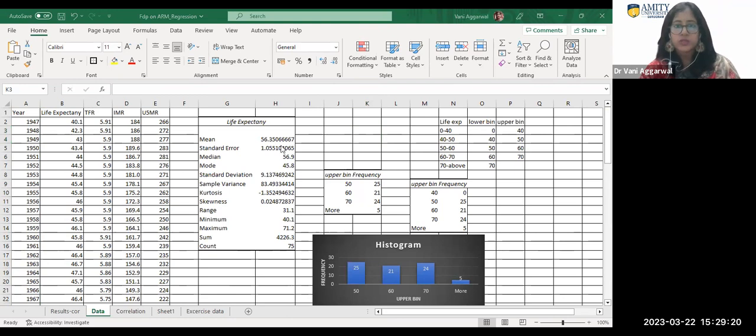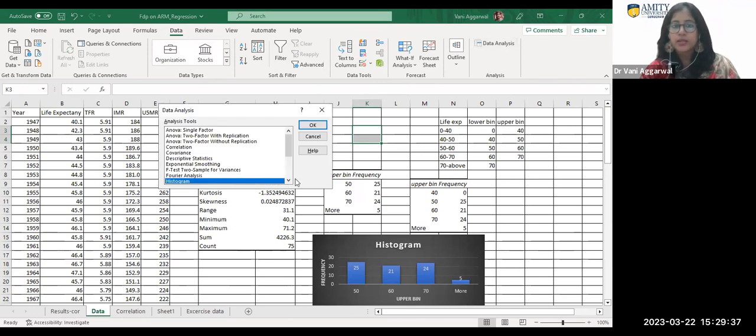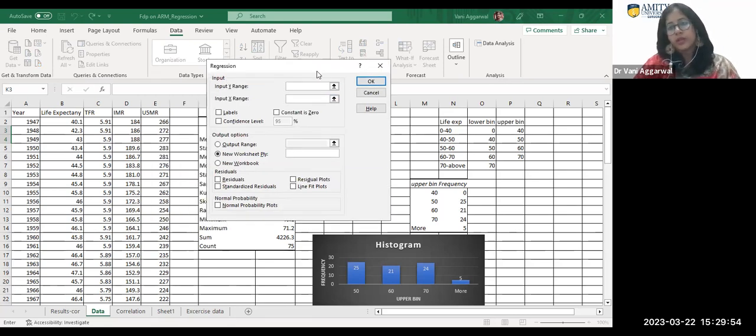Now the second is how to do linear regression. Then you go to Data. How do you calculate the regression results in Excel? This is what we are learning here. Go to Data, then Data Analysis. Under Data Analysis, there is a term called Regression. Regression is there. Click on OK. This box will be there in front of you.